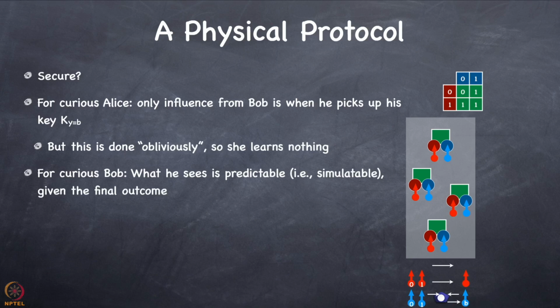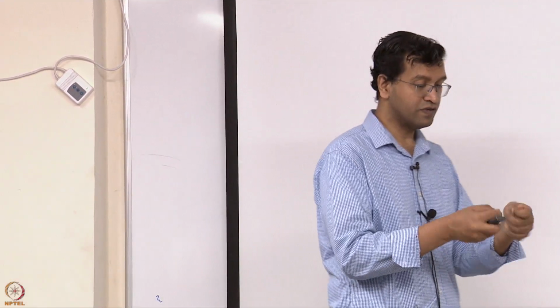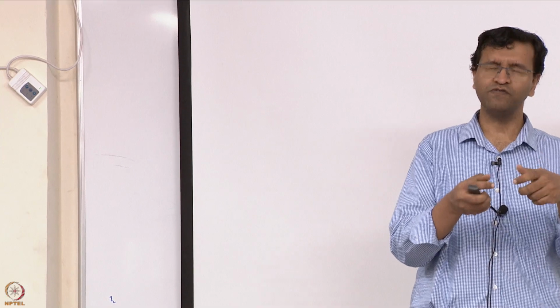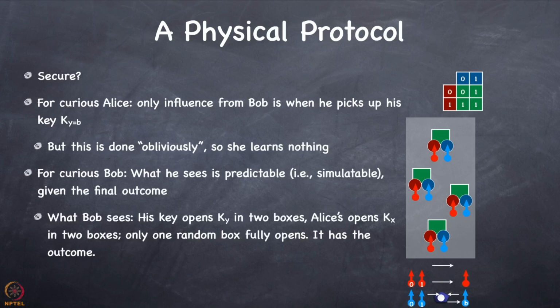So there are 4 boxes. There will be 2 keys. Opening the boxes has nothing to do with the input values, and one of those boxes will open. One of these boxes will be opened by the 2 keys, and inside that will be f of xy and nothing else.